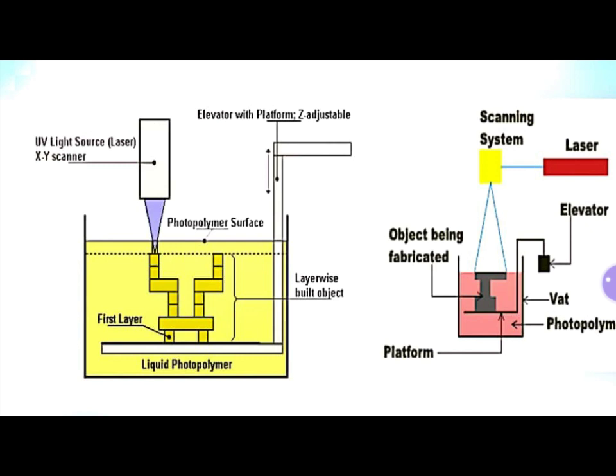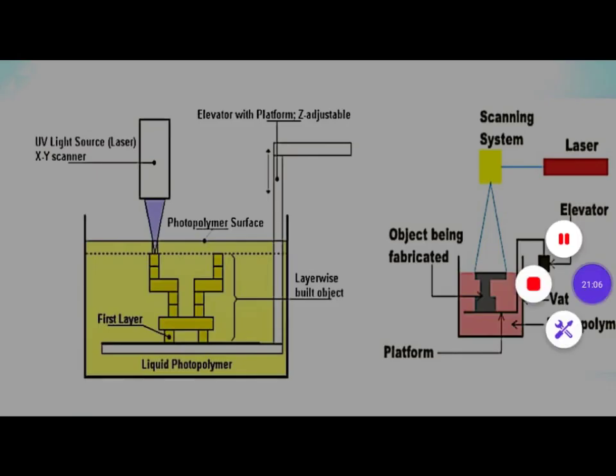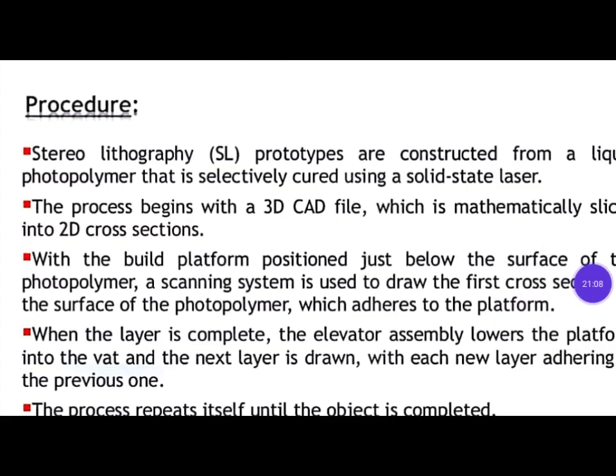After curing the material, the platform is lowered down to a distance of thickness of slice, and then another slice is going to be cured. This is how we are going to create the entire model by using the photopolymerization technique. This is the procedure of photopolymerization.